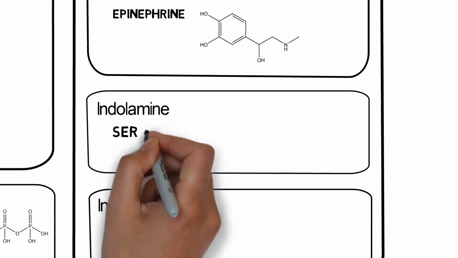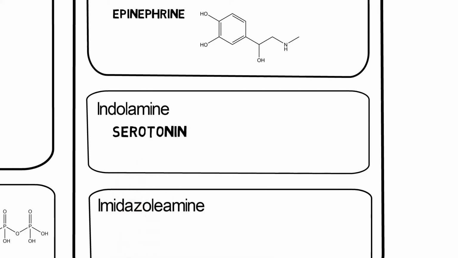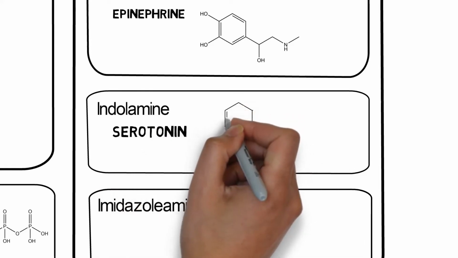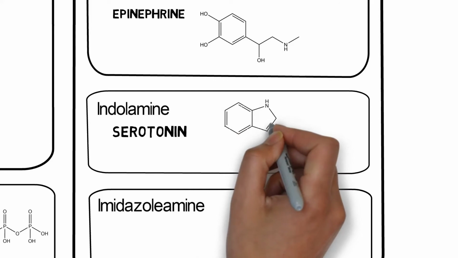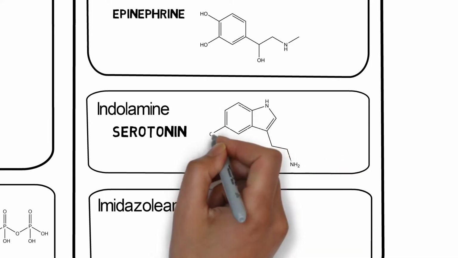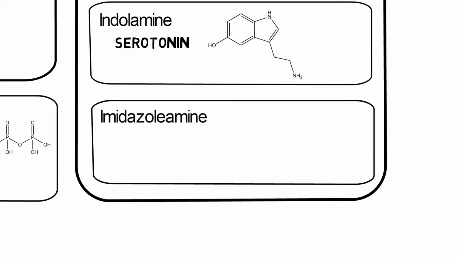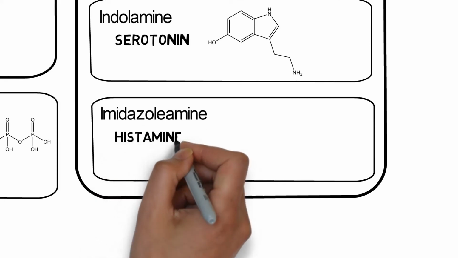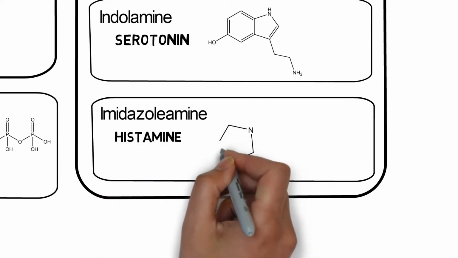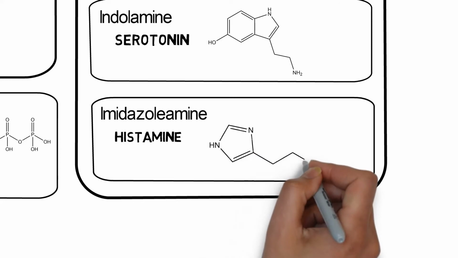The indolamine is serotonin. Serotonin is made from tryptophan and is removed from the synapse by a reuptake system and MAO breakdown. It also is an excitatory neurotransmitter. An imidazolamine is histamine. Histamine is an excitatory transmitter that is removed from the synapse by a reuptake system.